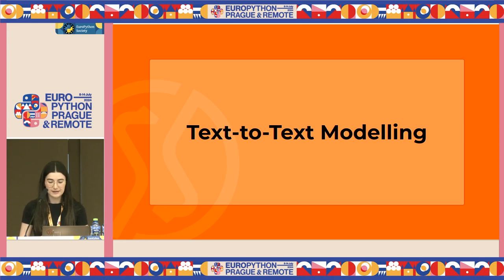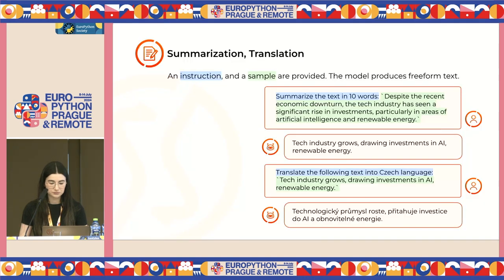So far, we have discussed text classification tasks, where the input is a text and the output is a label or a set of labels. However, as mentioned in the introduction, text classification is just one of many NLP tasks. Another category of tasks includes text-to-text modeling, where both input and output are unstructured text segments. For instance, here the LLM performs two consecutive text-to-text transformations. Firstly, it summarizes the provided text in 10 words, and then it translates the summarized text into the Czech language.